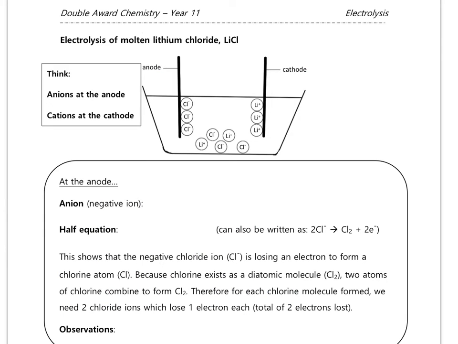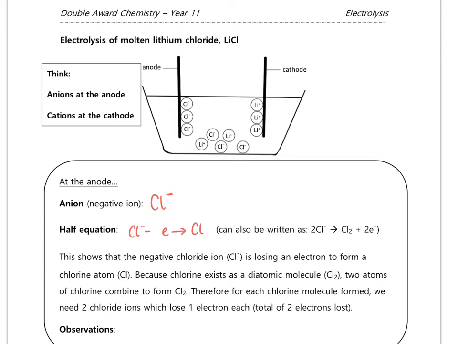So in the electrolysis of lithium chloride, I first of all need to look at what's happening at the anode. So at the anode, it's going to attract the anions. What in lithium chloride is the anion? And we know that it is the chloride ion, Cl-. And just as we've looked at, the chloride ion needs to lose an electron to become a chlorine atom.